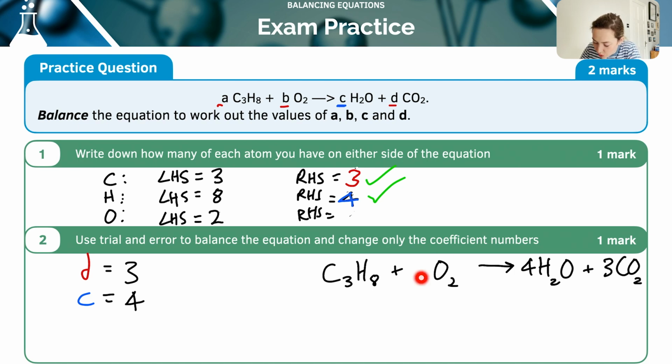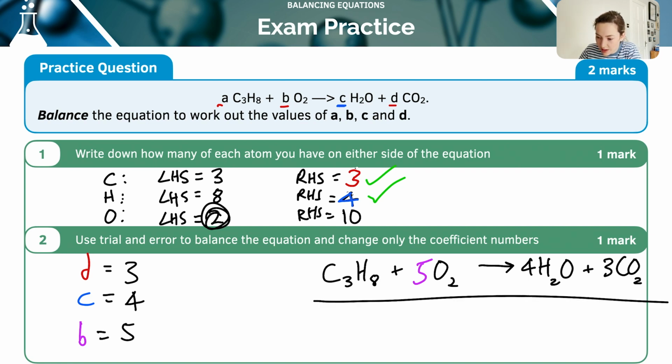So I can see that I've got 2 oxygens on this side. I've got a lot more on the right-hand side. I have got 4 oxygens here, and I've got 6 oxygens accounted for here. So I've got 10 oxygens on the right-hand side. So what can I do to balance that out? I need to get this number 2 up to 10. So I'm going to times it by 5. If I put a 5 in front of there, that means B must be 5. And so actually, when I'm looking at this, this is balanced.